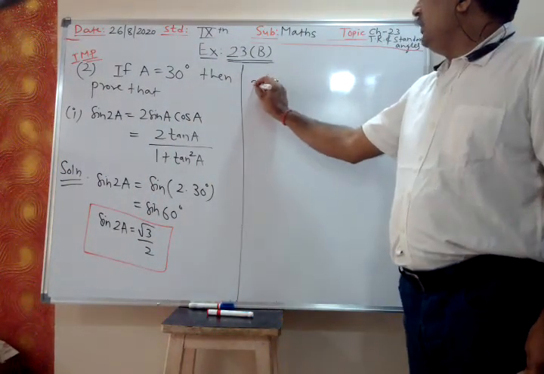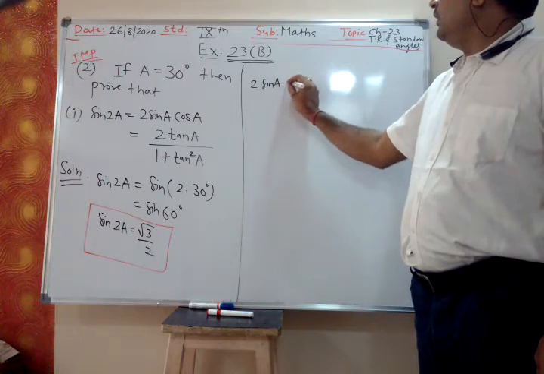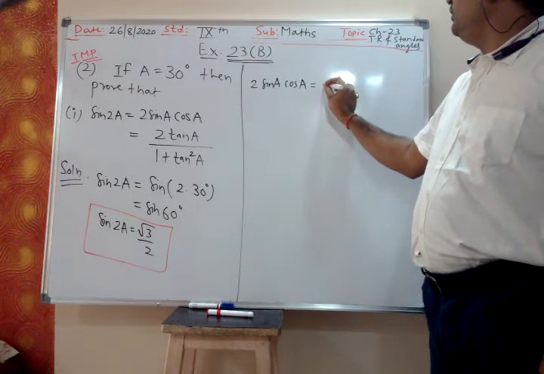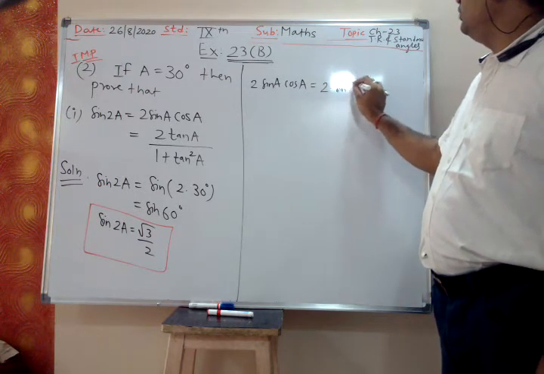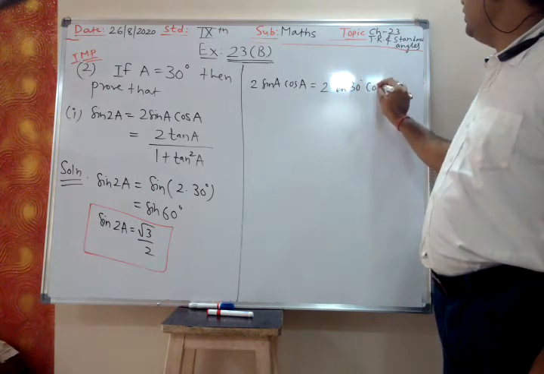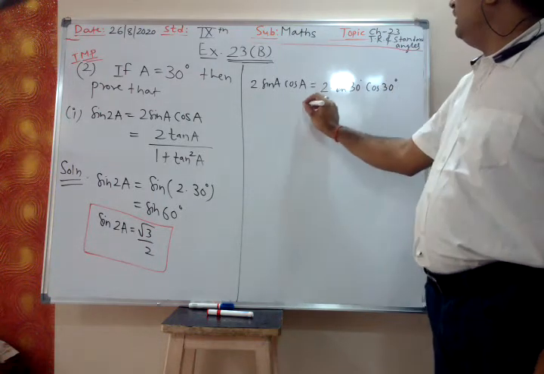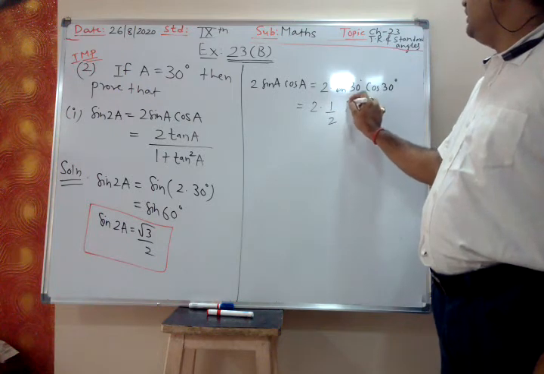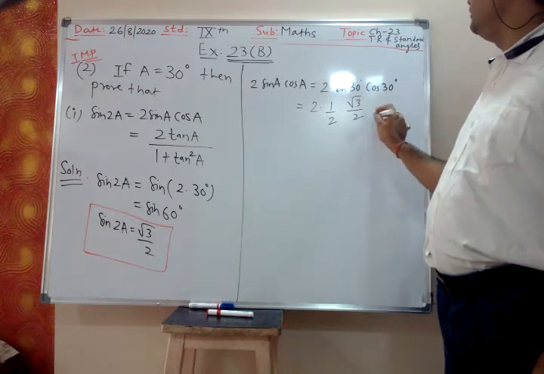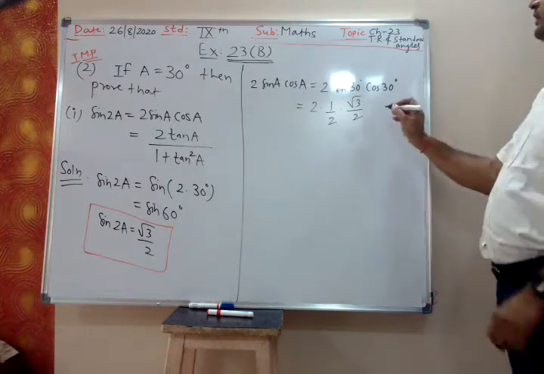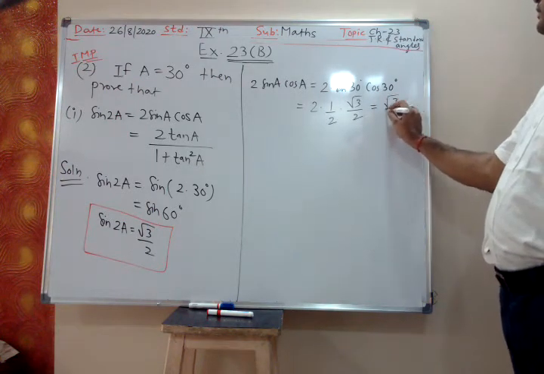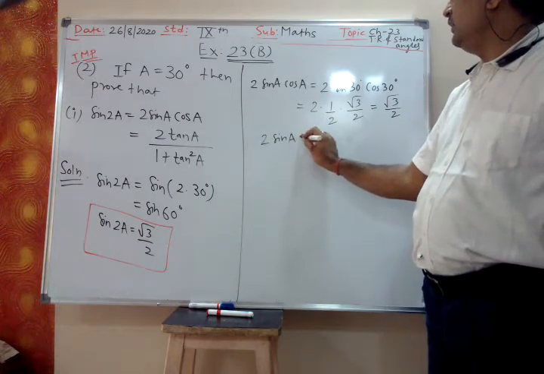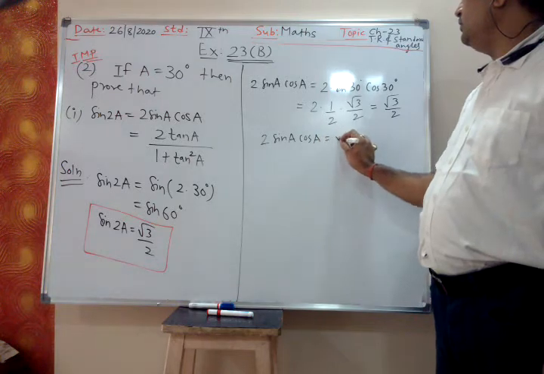Similarly, we find 2 sine A cos A. So that will be 2 sine 30 degree into cos 30 degree. So that will be 2 into, sine 30 degree is 1 by 2, cos 30 degree is root 3 by 2. So 2 gets cancelled and that is root 3 by 2. So this second term, 2 sine A cos A, is also root 3 by 2.